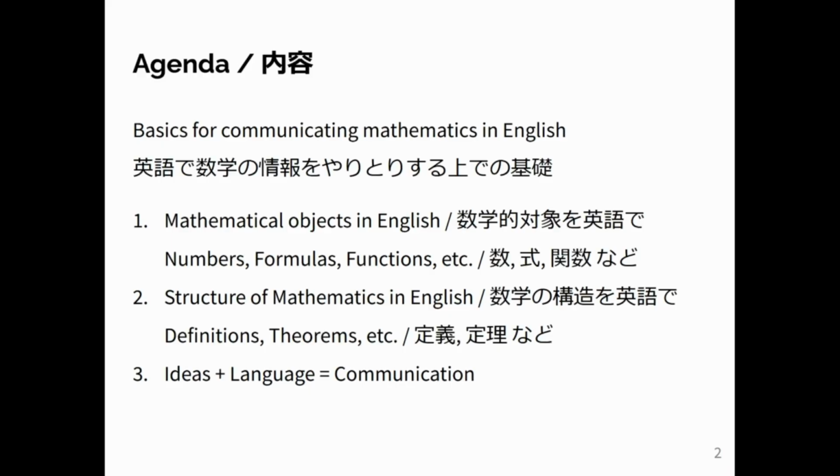Today, I'm going to give a talk about these topics. The first one is the mathematical objects in English, which are the basic things we are going to handle in mathematics, and how to say them in English, like numbers, formulas, and functions, and so on. And the second part, I will give some examples of the structure of mathematics in English, like definitions or theorems. Definitions are 定義, and theorems are 定理, and so on. And the last part, I will give a small talk about ideas plus language equals communication.